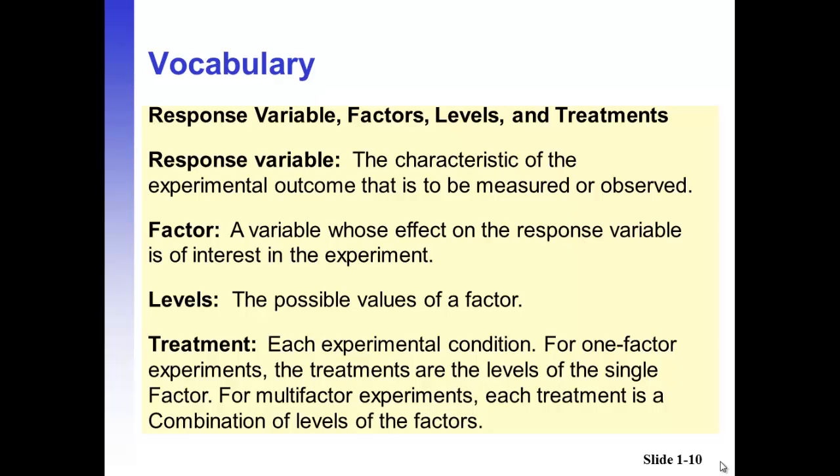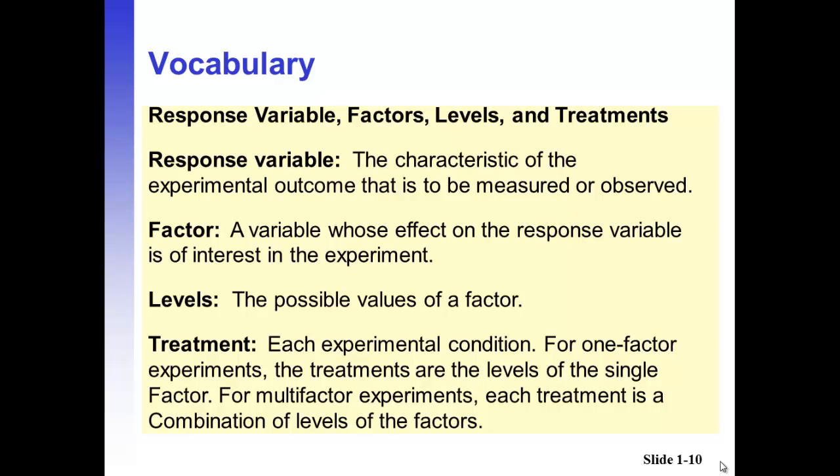Secondly is factor. A factor is a variable whose effect on the response variable is of interest in the experiment. In the case of an agricultural experiment, for instance, we might be looking at the effect of different amounts of irrigation on a crop or different amounts of fertilizer. The levels are the possible values of the factor. In the case of the study on crops, for instance, we might be putting different numbers of pounds of nitrogen on our corn crop.